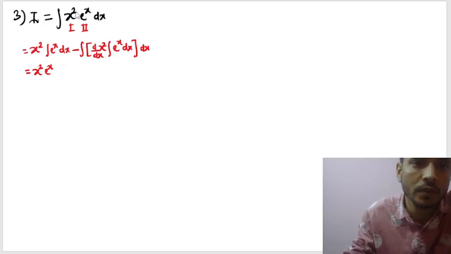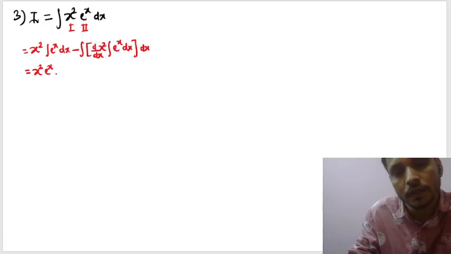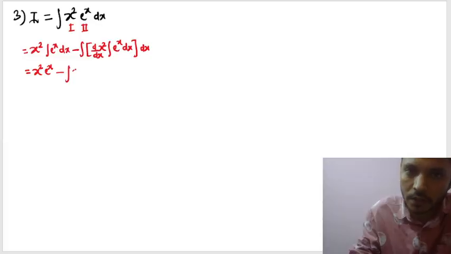There is no dx. So now we'll continue. So it is, why the pen is not good? Plus, sorry, minus. Inside integration, it is 2x and it is e to the power x and then dx.